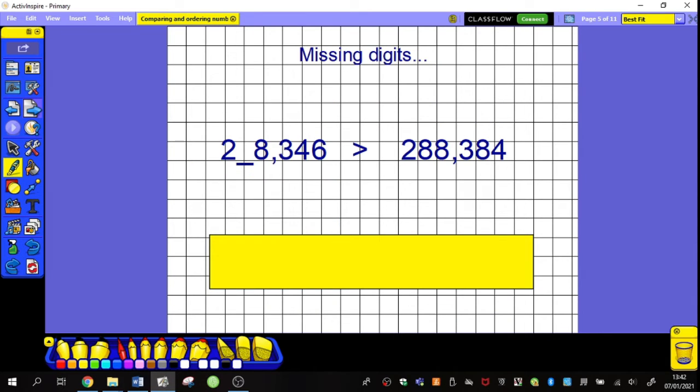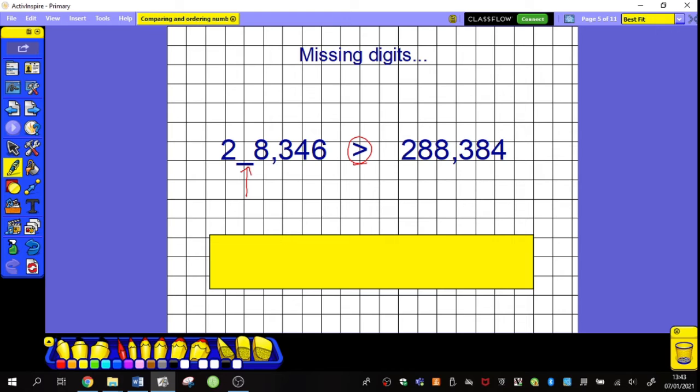So, task 2 then. Task 2 is about missing digits. You can see here that I have a number with this digit missing. On my other side, I've got all of my digits in place, and I know that the number with the missing digit is greater than the number that has all of its digits in its place. So 200,000 something 8,346 is going to be bigger than 288,384.